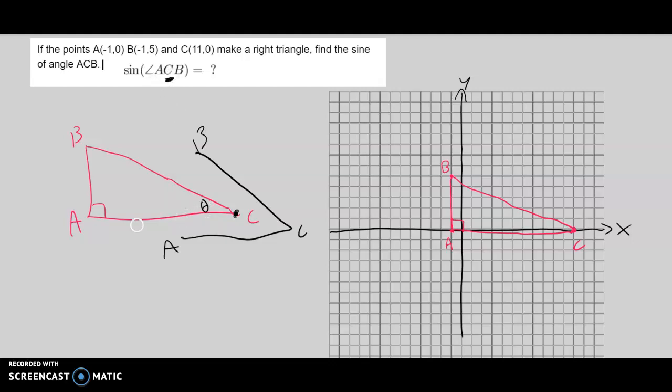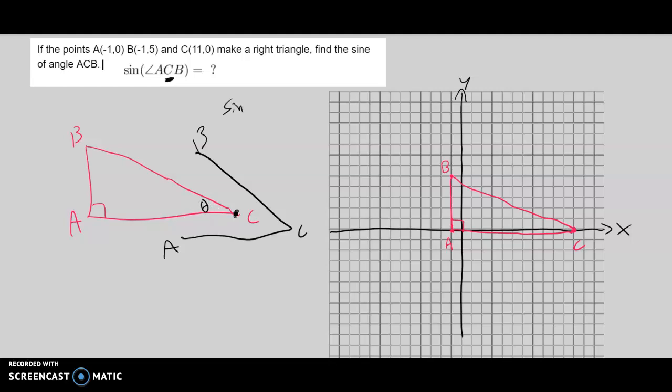Sine of angle ACB means the sine of this angle down here. And that's just a convention from geometry. When you're labeling an angle, you always label it with the vertex of the angle at the letter in the center. All right, so we know which angle we're looking for. We know we're looking for the sine of this angle.